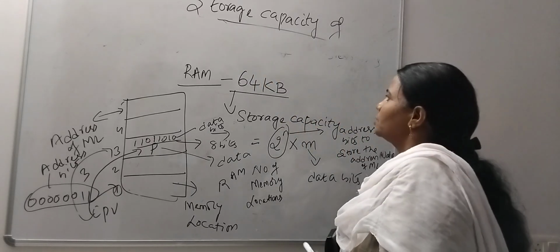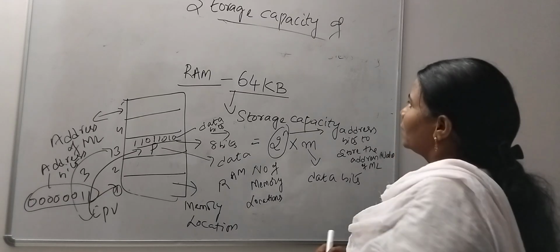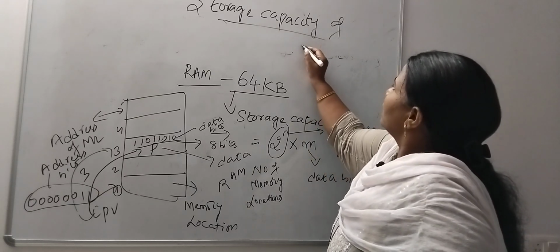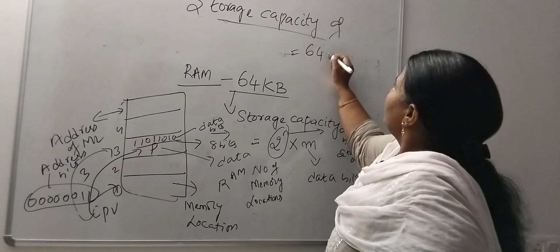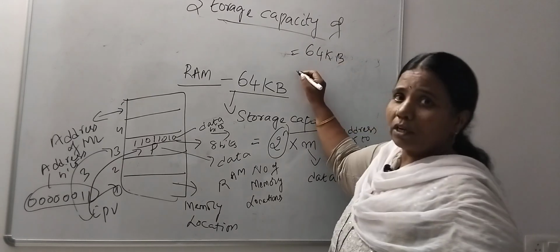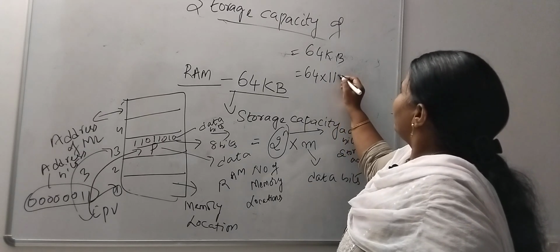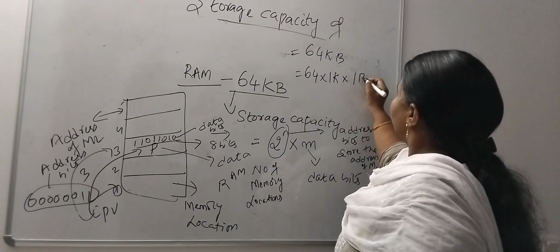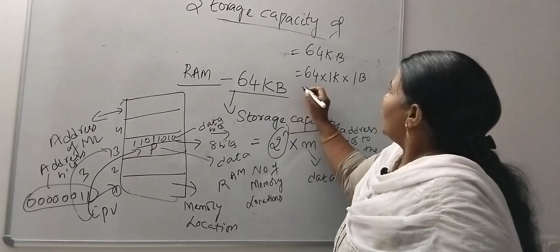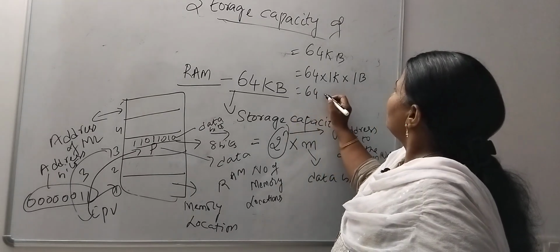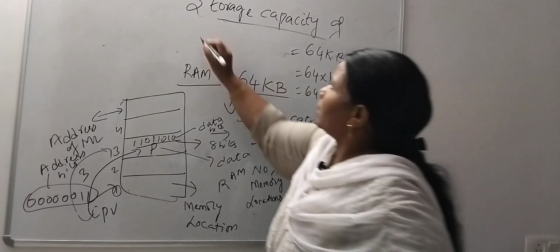How can you express 64 KB? 64 KB you can express as 64 into 1K into 1B. And this 1K equals how much? This you have to remember.